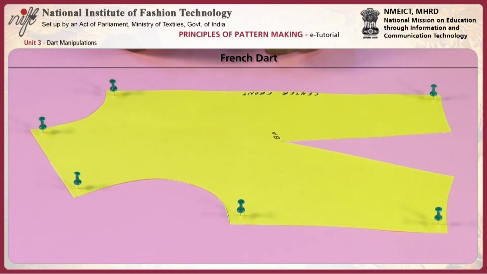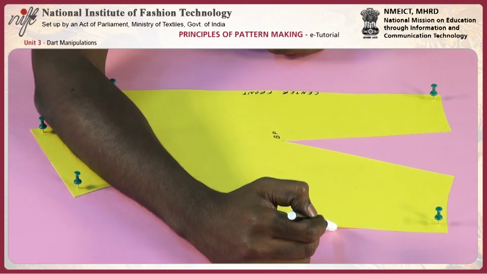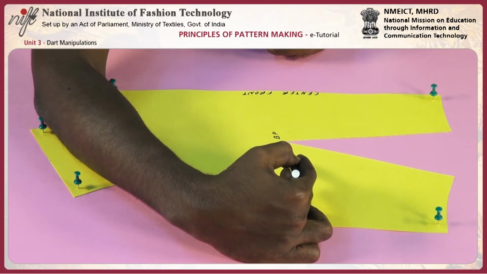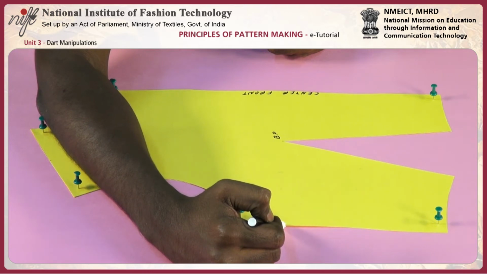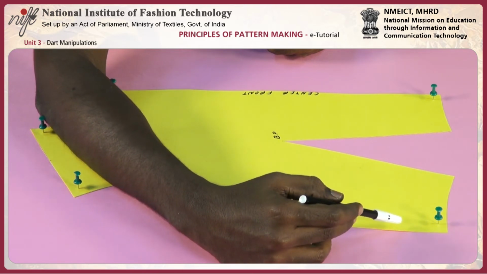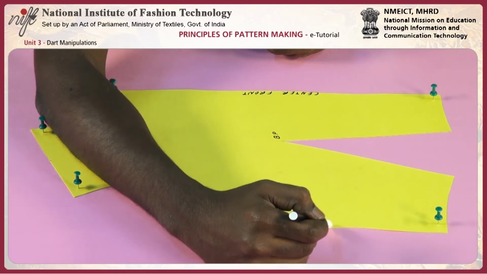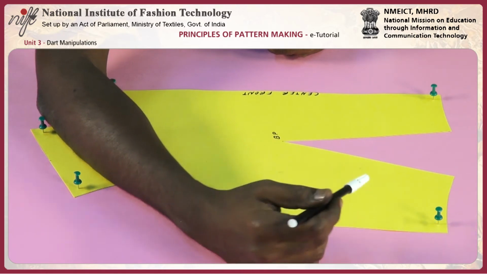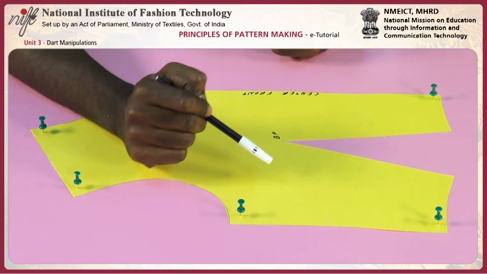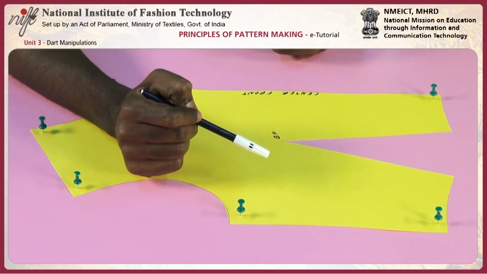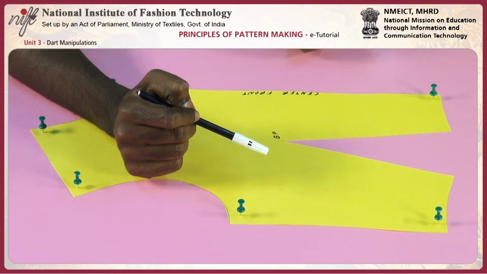We are going to make French dot. French dot is a dot which comes on the side seam in an angle towards bust point. It can come anywhere in the side seam and mostly it will come one third below the side seam. The advantage of the dot is it will go on the side seam while wearing. It may not be visible in the front view. It is most popular and you can see in many garments.